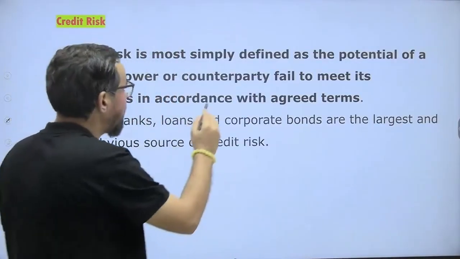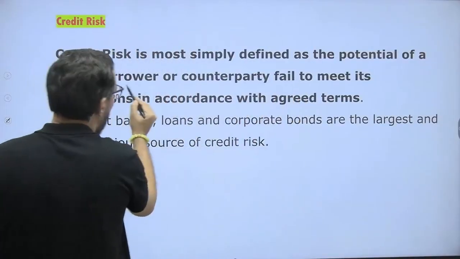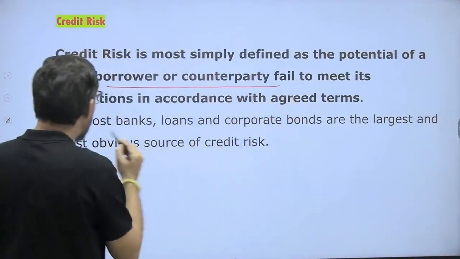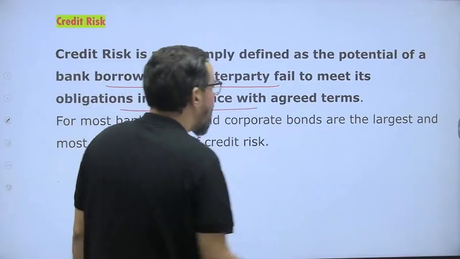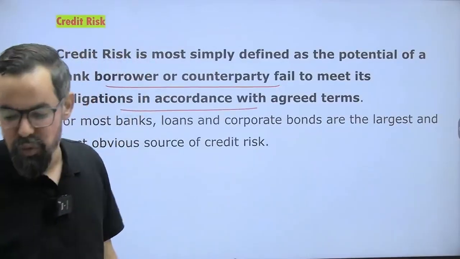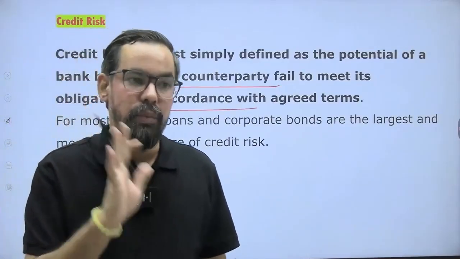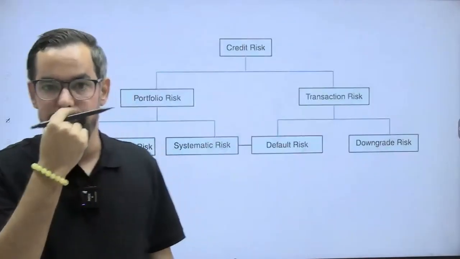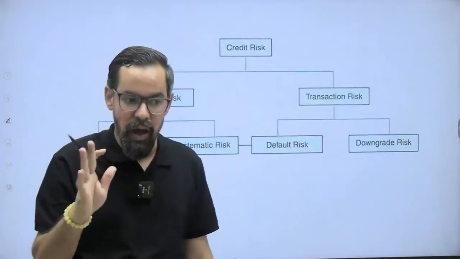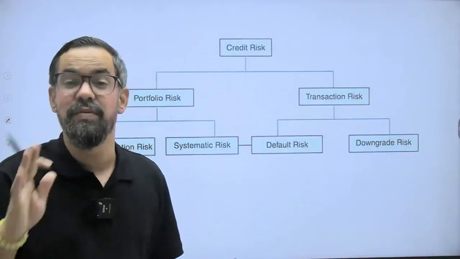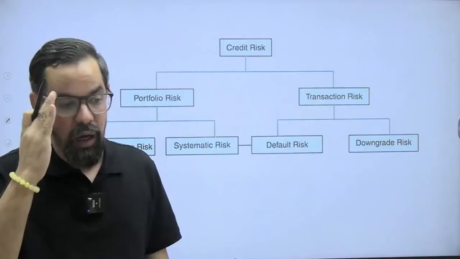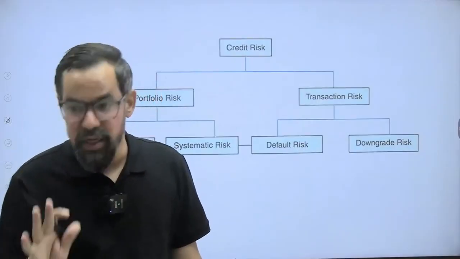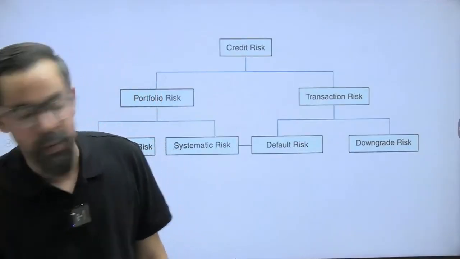Okay. So it is defined as the potential of bank borrowers or counterparty to fail to meet its obligation in accordance with the agreed terms. Mostly we have so many important aspects in this, especially the type of risk, alarm, which we have already discussed with ABM also, and the different types of credit risk, they generally come under this, right?